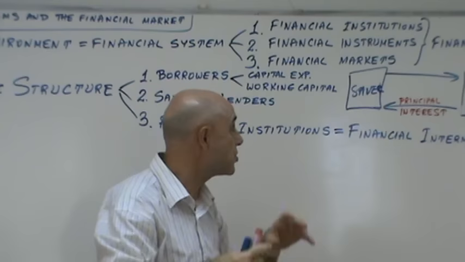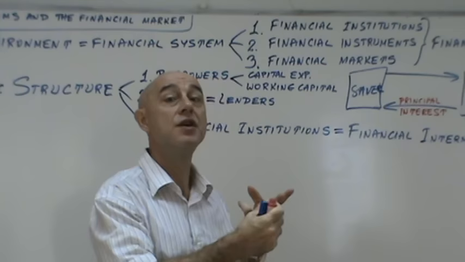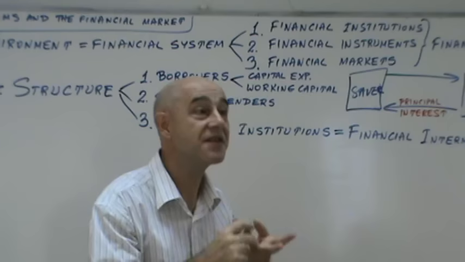The financial institutions, we already studied them. There will be some of them: commercial banks, insurance companies, mutual companies, hedge funds. Okay? And the financial marketplace will be financial markets: bond market, stock market, money market, okay?